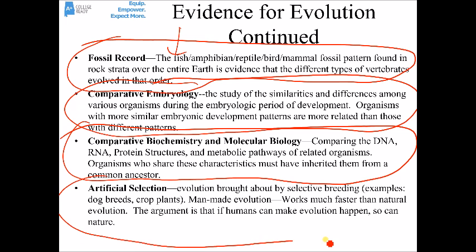Another kind of evidence for evolution that Darwin even cited was artificial selection. And his argument was essentially, if man can make evolution happen, so can nature.